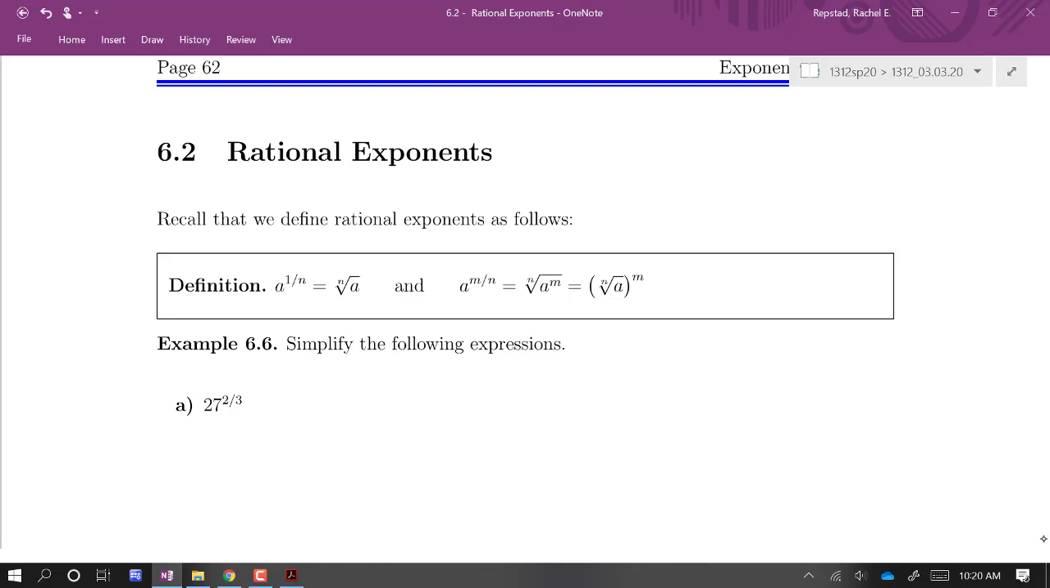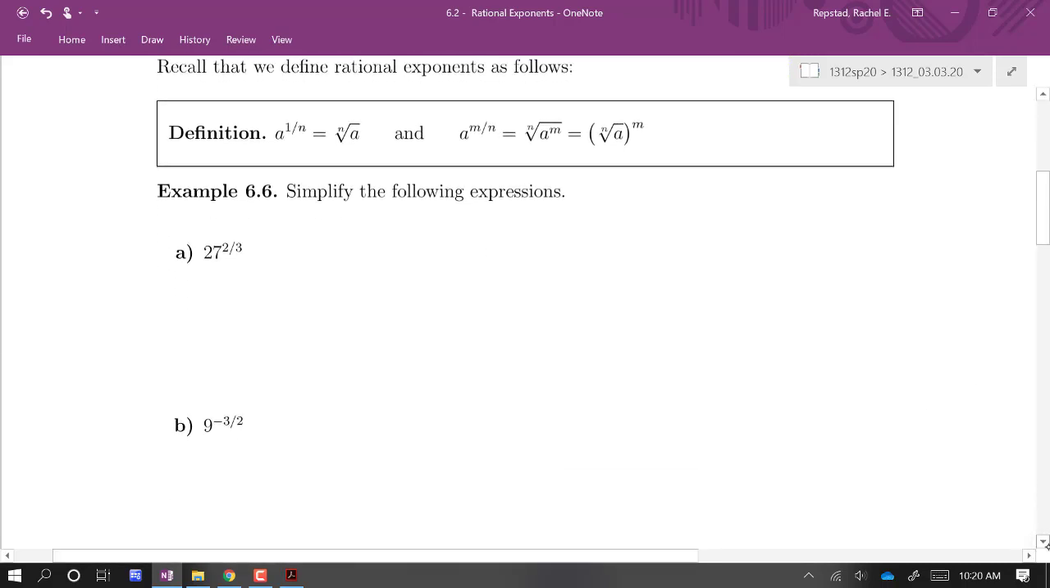And as long as we're working with positive numbers in there, it doesn't matter if I raise that power inside the radical or raise the radical to that power. So let's say we want to evaluate 27 to the 2/3. This just says I'm going to take the cube root of 27 and then square it. Cube root of 27 is 3, and 3 squared is 9.